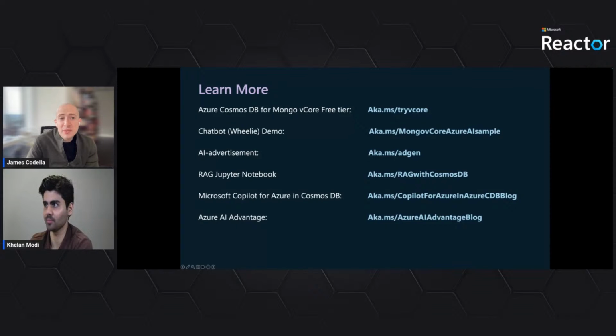aka.ms/adgen. We also have a simple RAG pattern done in a Jupyter Notebook, pulling your data from Cosmos DB for MongoDB vCore and interacting with the GPT 3.5 model, all from a Jupyter Notebook. Really easy to get started.